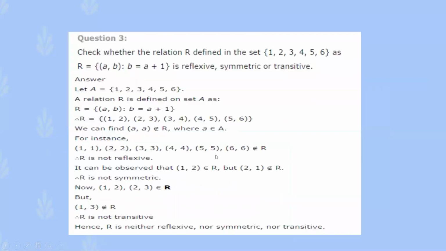Let's see another question. Check whether the relation R defined in the set {1, 2, 3, 4, 5, 6} as this is reflexive, symmetric, or transitive. See here again, they had given us a set {1, 2, 3, 4, 5, 6}, and b is a plus 1. Again, here we had found the pairs, what all are satisfying. Then we had to check for (1, 1), (2, 2), (3, 3). If I put here 1, so 1 cannot be equal to 2, so they are not at all reflexive. If I check for symmetric, (1, 2) is belonging to R, but (2, 1) is not belonging to R. And similarly, we can see for transitive.